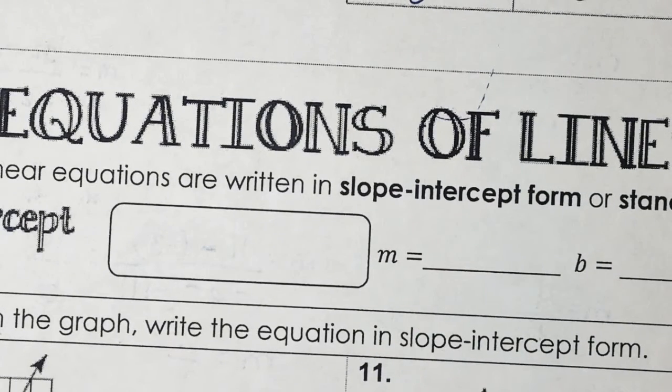Using some more algebra stuff. This is all pretty much algebra for y'all, so this should be familiar. Equations of lines. Now here it says most linear equations are written in slope-intercept form or standard form. You're going to see them in both. You need to know how to move back and forth between the two.